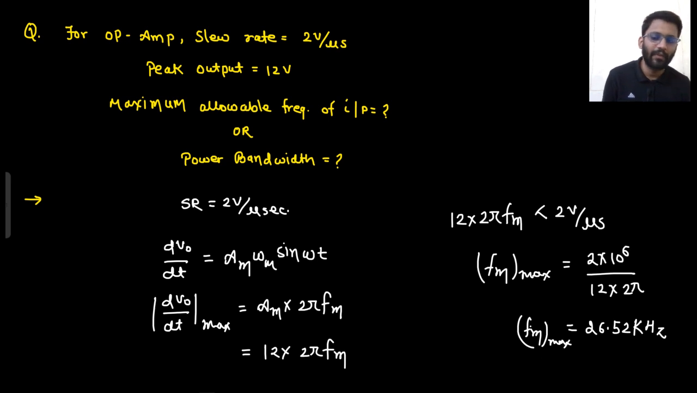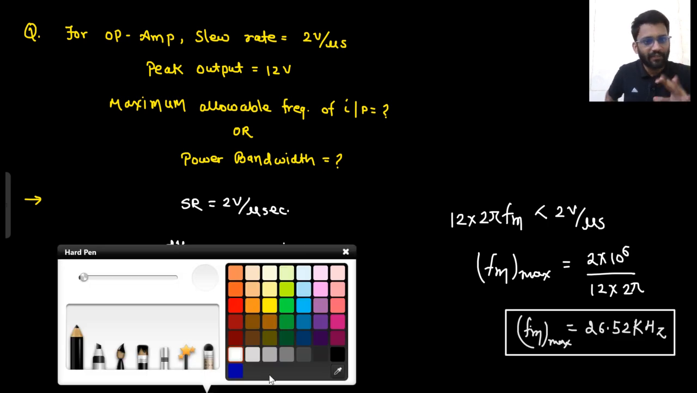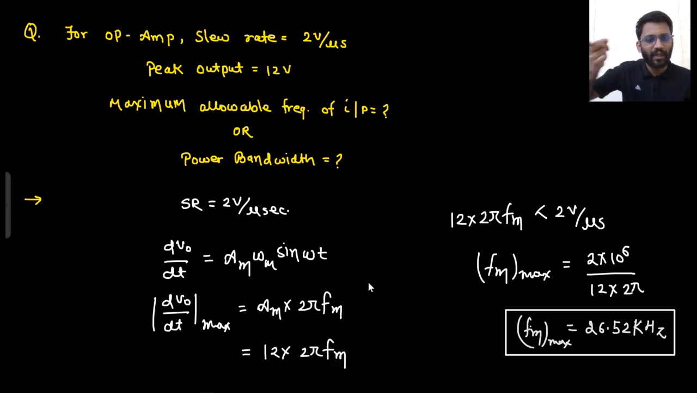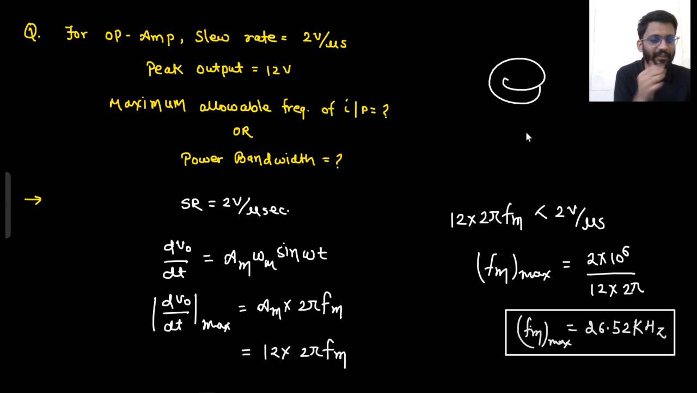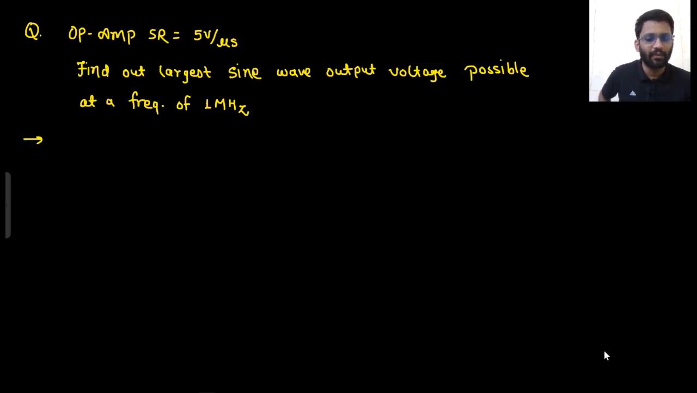So the maximum allowable frequency of the input should be 26.52 kilohertz, because input and output have the same frequency. This is what is assumed. Input and output have the same frequency because the OpAmp will just provide a gain. It will not change the frequency component. So the maximum allowable output frequency is 26.52 kilohertz, and the same frequency is allowable at the input. Well and good. Let's see one more question.